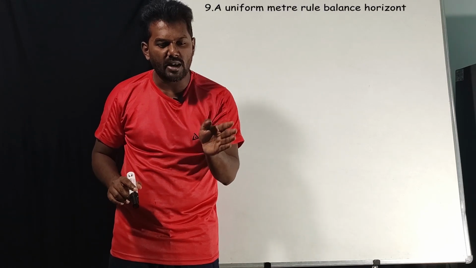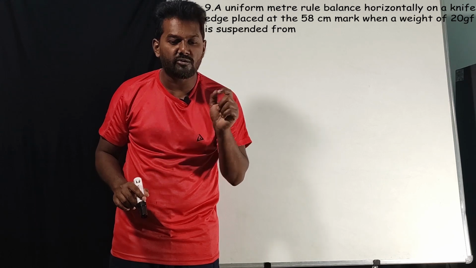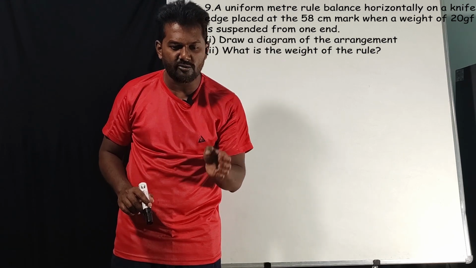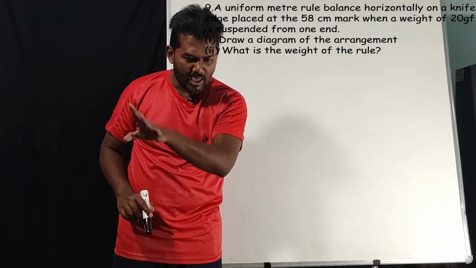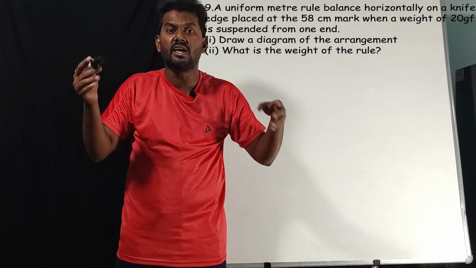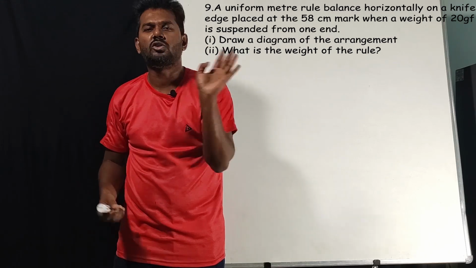Question number 9. A uniform meter rule balanced horizontally on a knife edge placed at the 58 centimeter mark when a weight 20 gf is suspended from one end. Draw the diagram. What is the weight of the rule? What is the weight of the scale? Very simple question, but very important question just to confuse you.